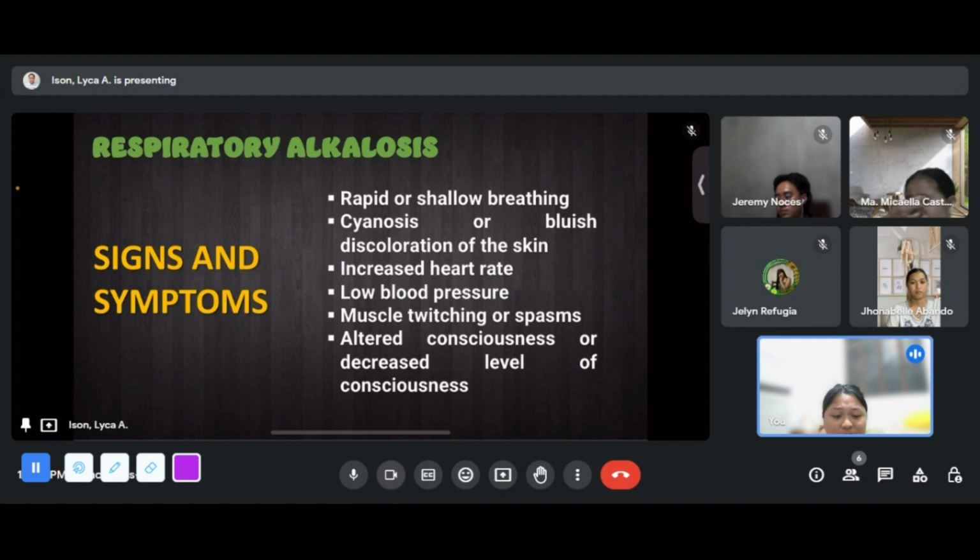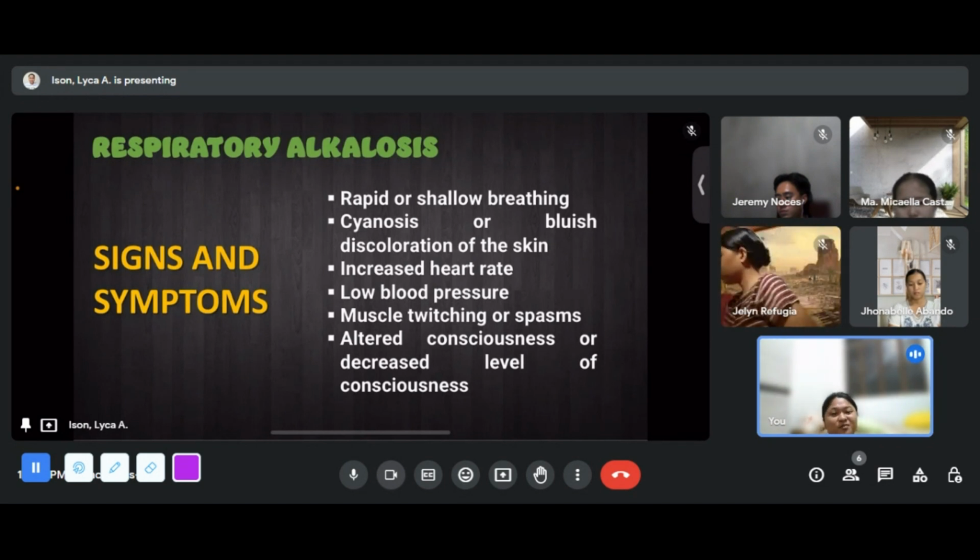So, yung signs and symptoms nito is rapid or shallow breathing, cyanosis or bluish discoloration of the skin, increased heart rate, low blood pressure, muscle twitching or spasms, altered consciousness or decreased level of consciousness. So, halos pareho lang sila ng acidosis ito kasi hindi balance yung kanilang carbon dioxide sa lungs. So, ganun, may problema pa rin sila sa paghinga. Magiging cyanosis pa rin kasi 'di ba nga sabi nga nila pag may problema sa breathing, diyan malalaman kung cyanosis siya is may problema sa paghinga.